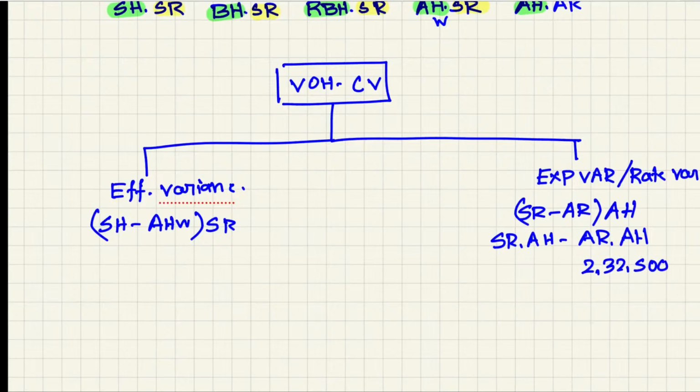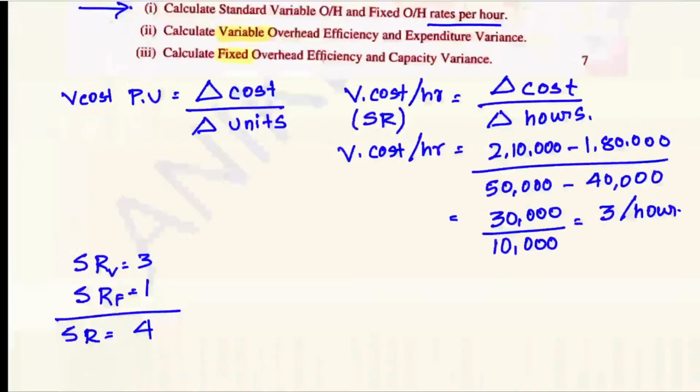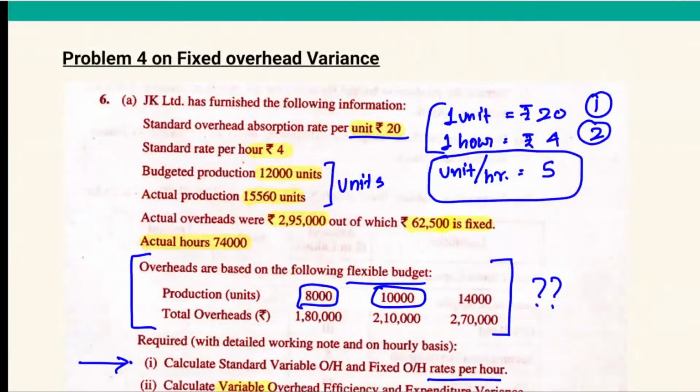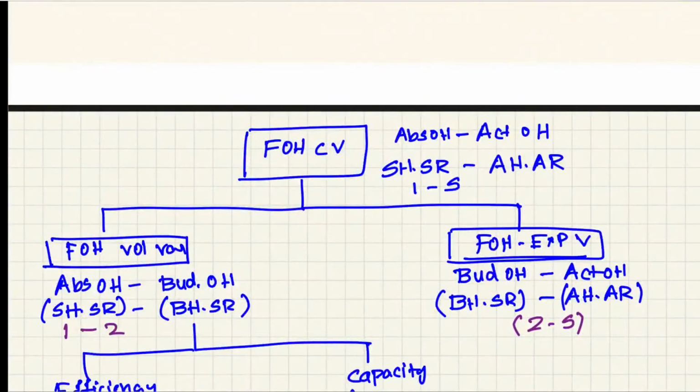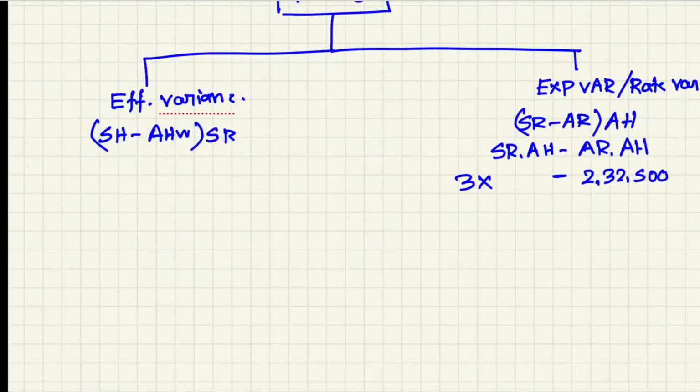2,32,500. Then minus SR variable. So I know it is 3. Then actual hours. Actual hour is 74,000. So I will multiply 74,000. So I'll get 10,500 adverse.